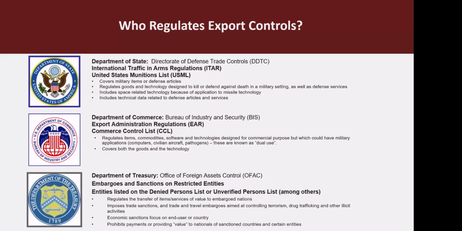And the reason that they're a key player is because as a US person, we're prohibited from providing payments or providing services or things of value to certain individuals or certain sanctioned countries or certain entities. And so we have to screen people to make sure that they're not on one of their lists and that we aren't prohibited from doing business with them.